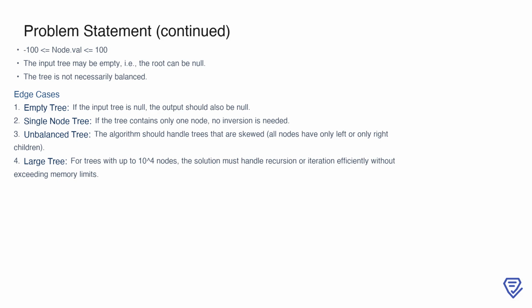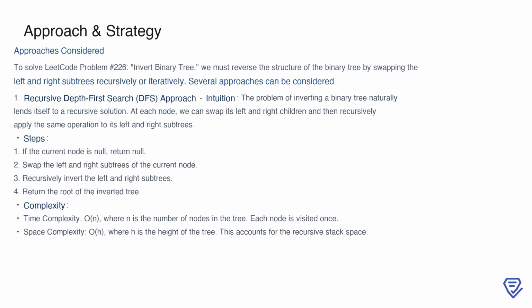Finally, for very large trees with up to 10,000 nodes, we need to ensure our solution is efficient and doesn't run into memory issues, whether we use a recursive or iterative approach. To solve the problem of inverting a binary tree, we essentially need to reverse its structure by swapping the left and right subtrees of each node.